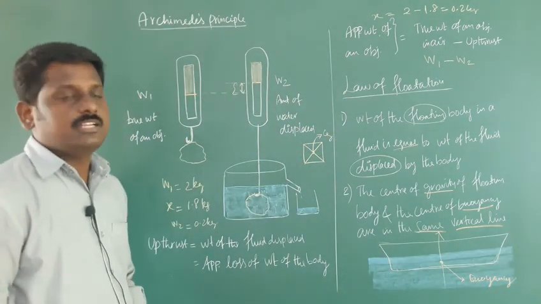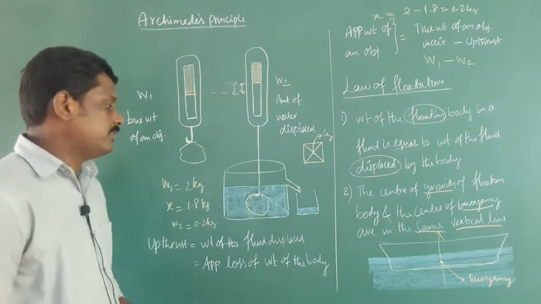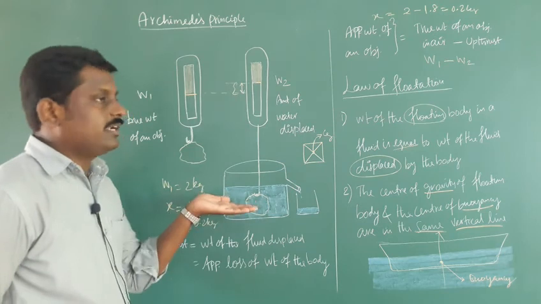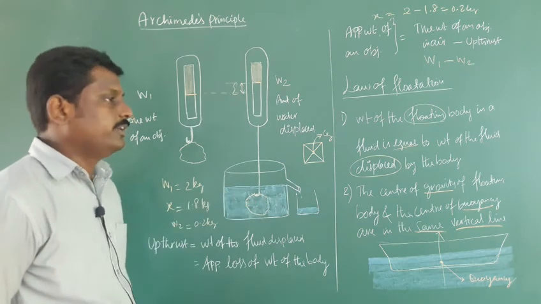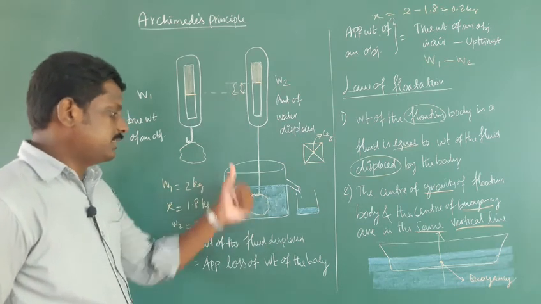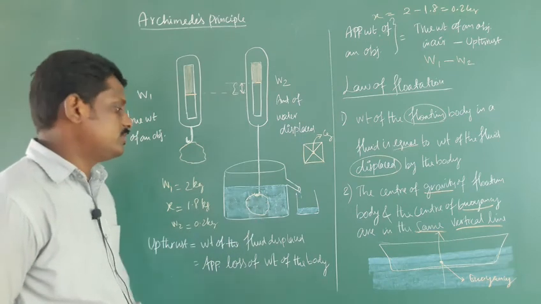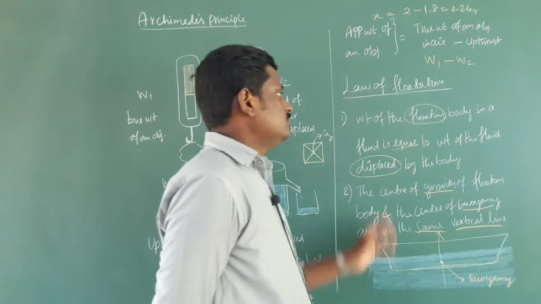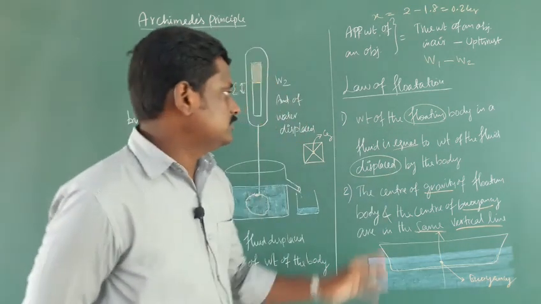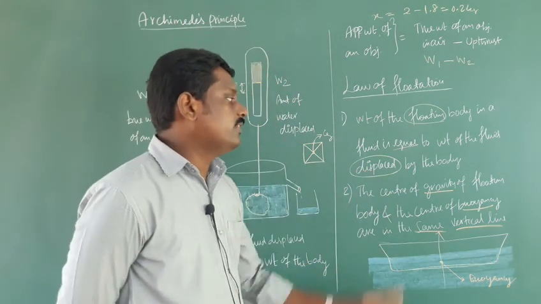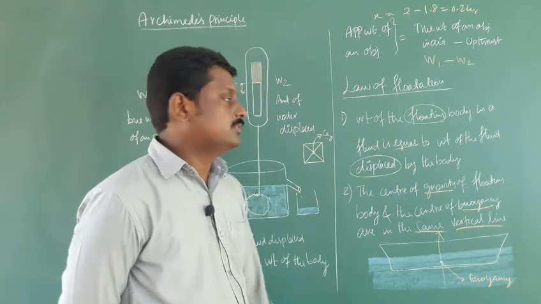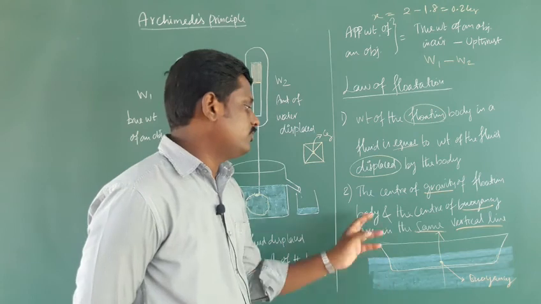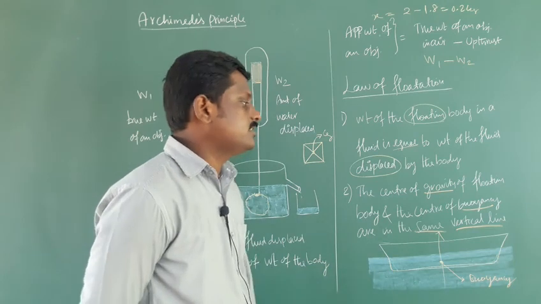In this class we have discussed Archimedes principle. When an object is placed inside water or a fluid, partly or completely, it experiences an upthrust. The upthrust or buoyant force is equal to the weight of the fluid displaced. Then the law of flotation: the weight of the floating body in a fluid is equal to the weight of the fluid displaced by the body. Then the center of gravity of a floating body and the center of buoyancy are in the same vertical line.